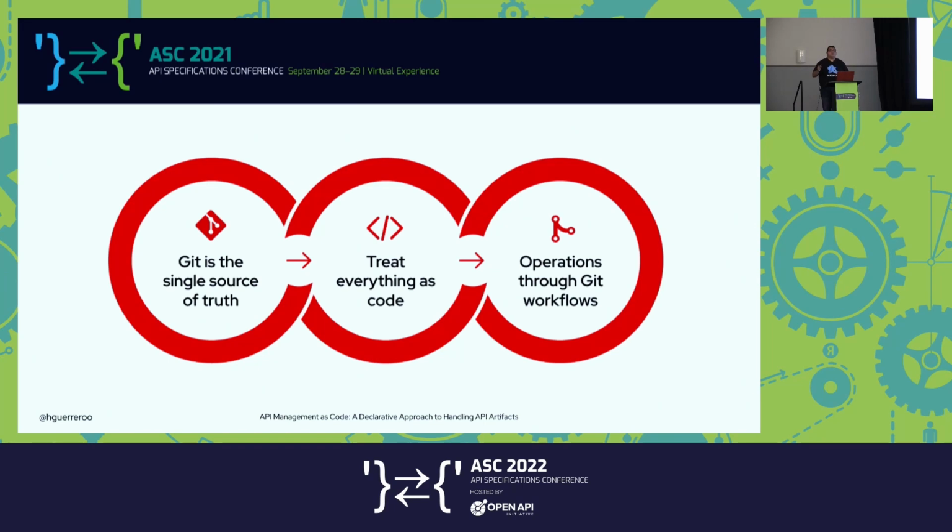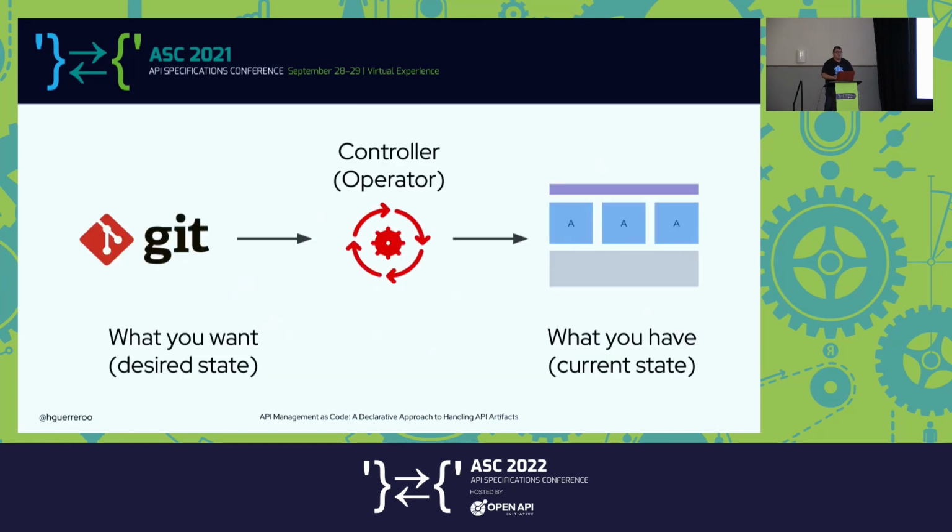And then for the operations, we need to have a workflow where we can take the information from your Git repository and feed it to the controller that will then start running processes on top of that. So if we apply the operator pattern and say that Git is the source of truth for our API artifacts, then we have this, right?